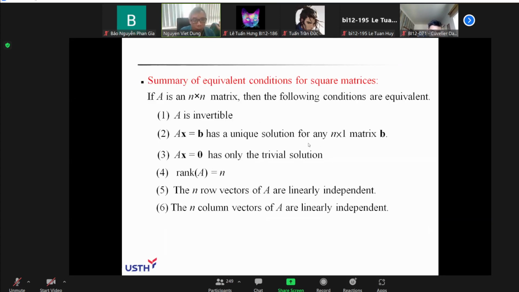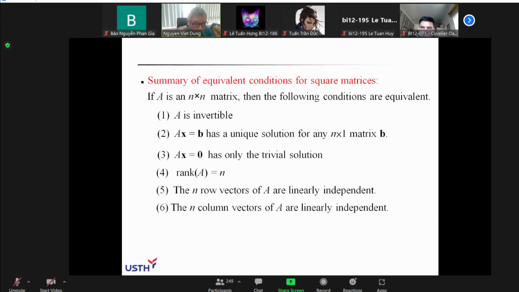And the last point we studied last week is a summary of some equivalent claims for square matrices. In this slide, I restrict to consider only square matrices, and suppose that A is a square matrix of size n by n. Then the following claims are equivalent. The first one, A is an invertible matrix. The second one, the system Ax = b has a unique solution for any column b.